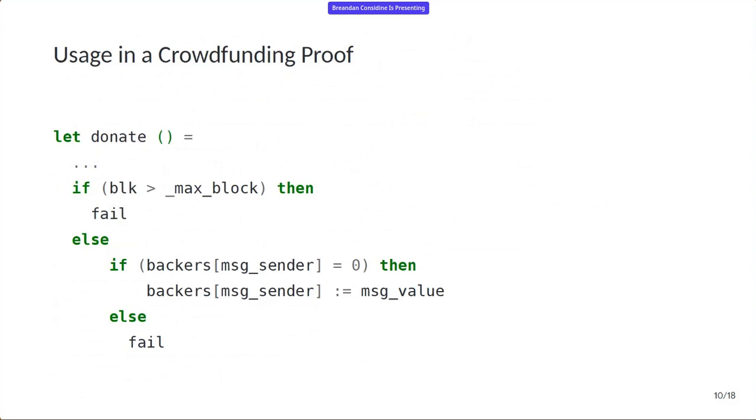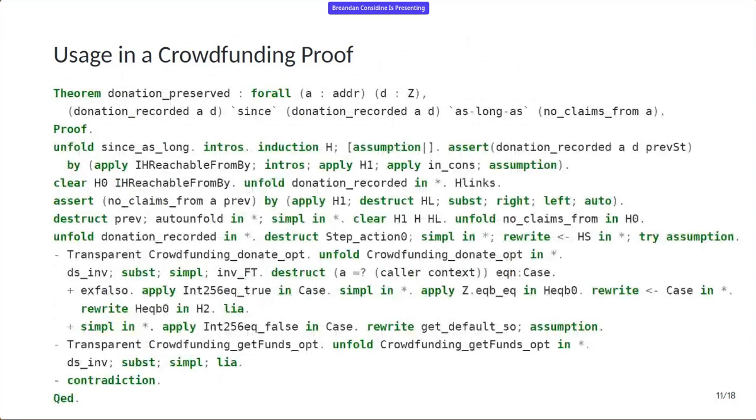And the point here is that this branch is the one in which we have the success. This is a very simple evaluation, but does it actually target the proof towards the successful case? Here is the whole proof of a property, too big to read, I know. It's saying that once a donation has been recorded, it stays recorded as long as no claims come from that person. So once you put your donation in, it stays there unless you withdraw your money after the time is over. And I'm just going to zoom in on part of this.